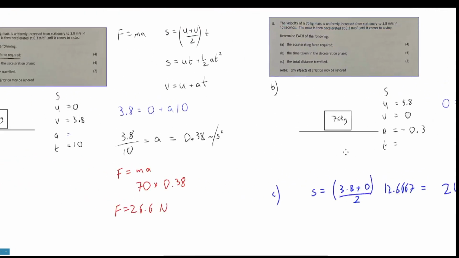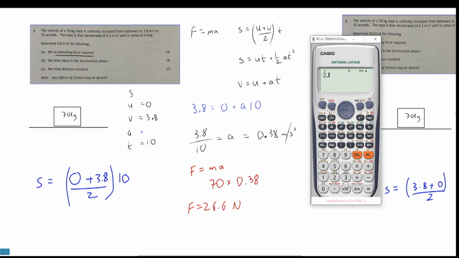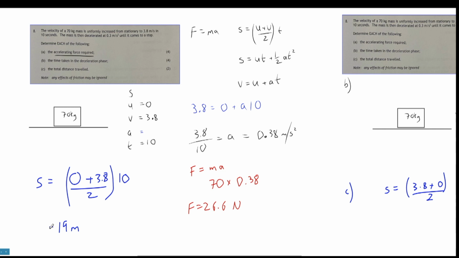Now we have to go back to the original, which is over here, and find how far we were traveling here. Does it tell me any more information? I don't think so. Can we use the same equation? Can we use the initial plus final? Yeah, we can. Let's use s is equal to the initial plus final divided by 2 times by the time. Okay, so 3.8 plus 0, which is just 3.8, divided by 2 times by 10 equals 19. So it's 19 meters in the first bit.